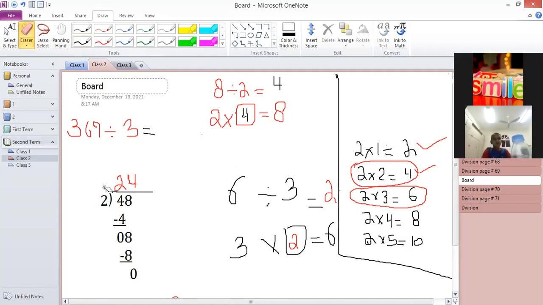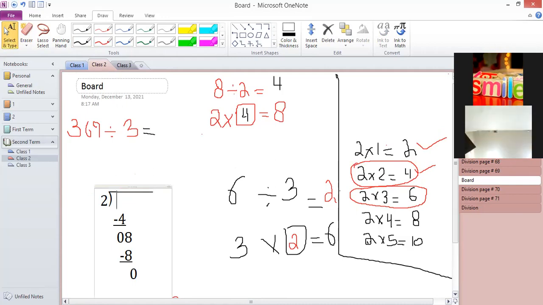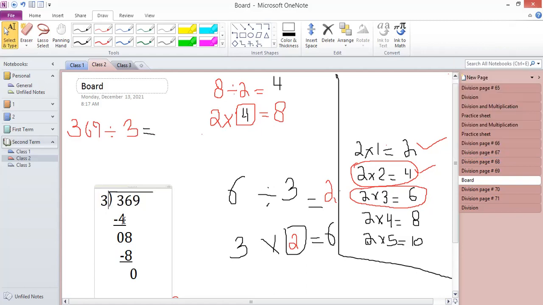Because you want to divide 369, 369 will be inside and 3 will be outside. Now, the second thing, you need to divide one digit by one digit. You need to divide one by one. First, you will divide 3 by 3, then you will divide 6 by 3, and then you will divide 9 by 3. So start dividing 3 by 3 first.